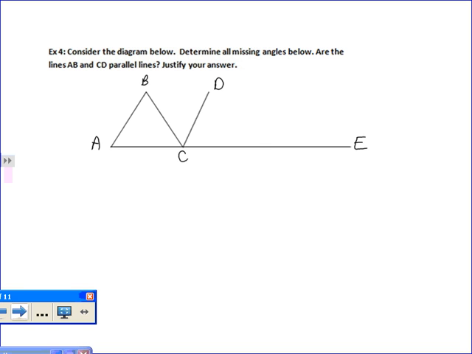Okay, and let's give ourselves a couple of angles. So we have 62 degrees, which is angle B, that's given. Let's go ahead and make this angle BCA equal to 71 degrees. And let's let DCE be equal to 47 degrees. Okay, given those angles, can we find the remaining angles, and can we determine whether the lines A to B and C to D are parallel lines?